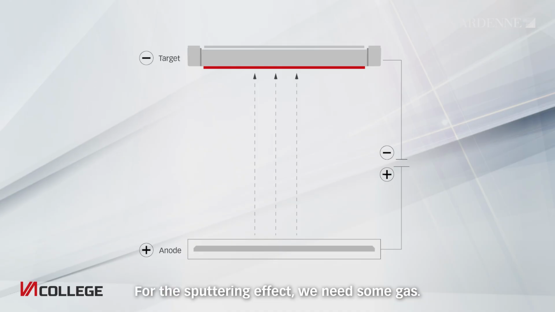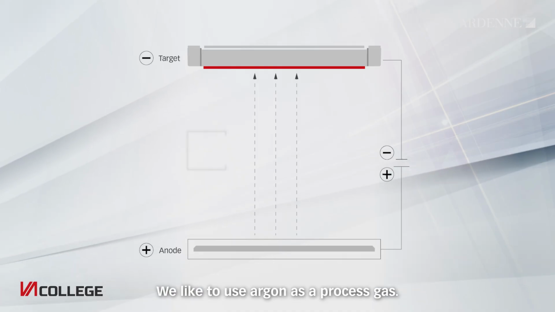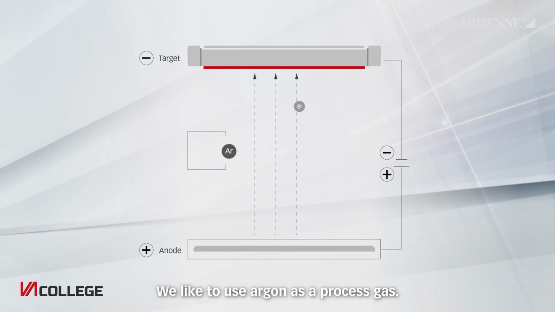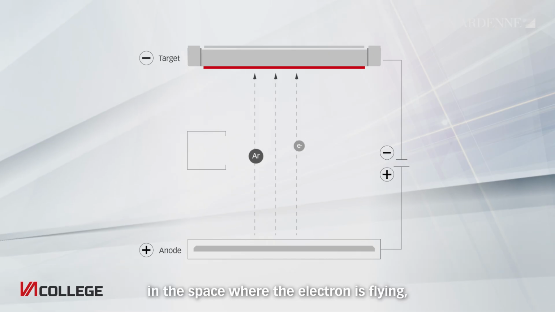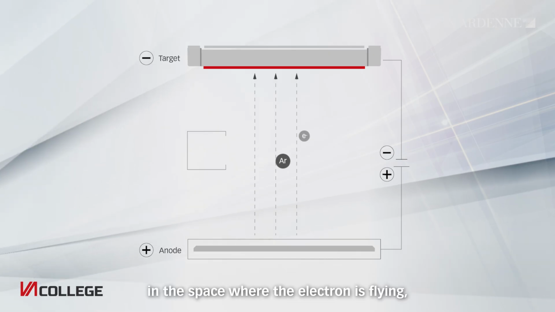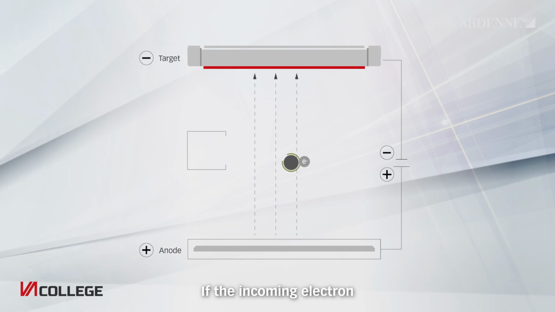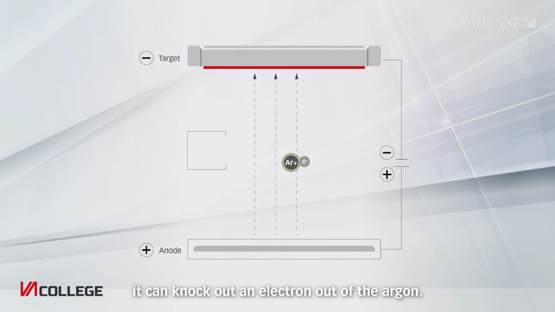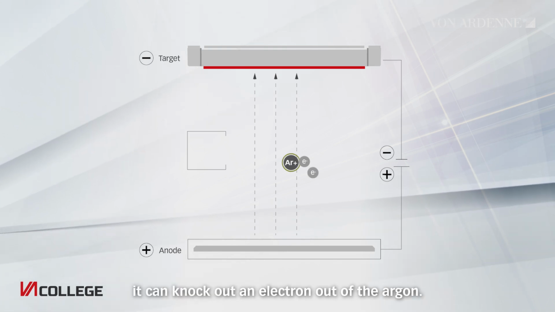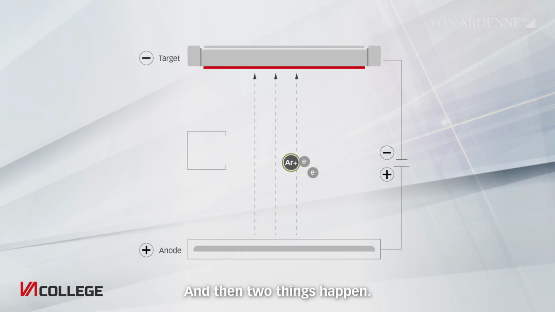For the sputtering effect, we need some gas. We like to use argon as a process gas. If argon is present in the space where the electron is flying, a collision will occur sooner or later. If the incoming electron has gathered enough energy, it can knock an electron out of the argon. And then two things happen.